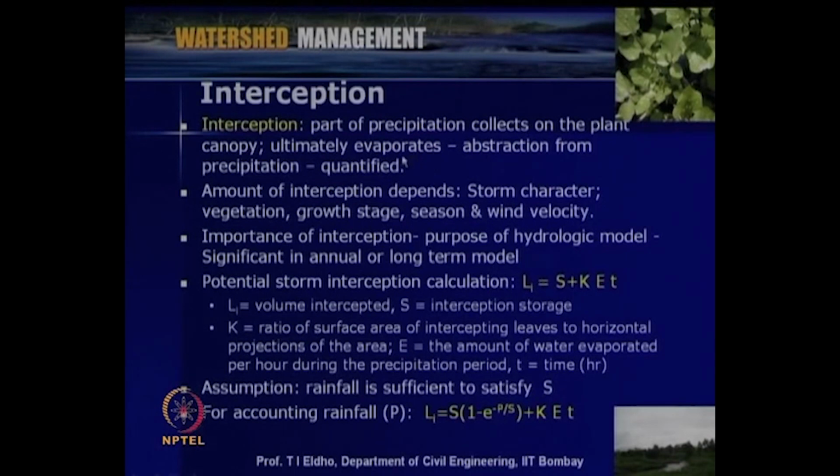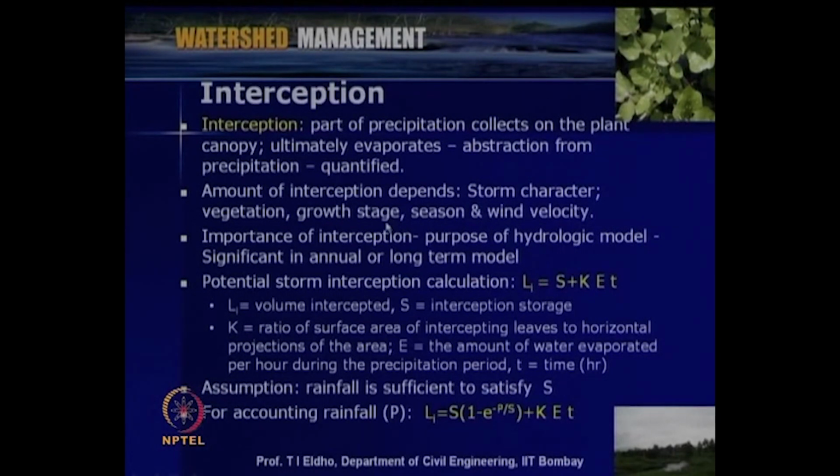So, ultimately this intercepted water evaporates. But of course, when we are looking for the quantification, we have to see this abstraction from the precipitation, and then we have to quantify. The amount of interception depends on various factors, like storm character, so what is the intensity of rainfall, how much is the duration, then vegetation. Mainly whether it is thickly forested or thin vegetation, or grass, or what kind of canopy is there. Accordingly the interception varies.